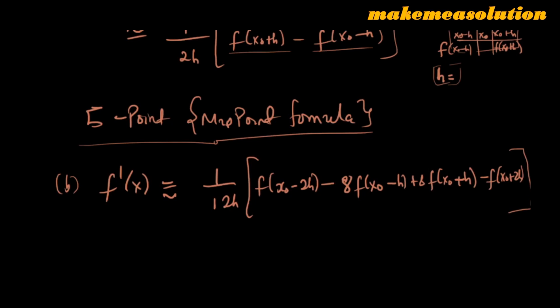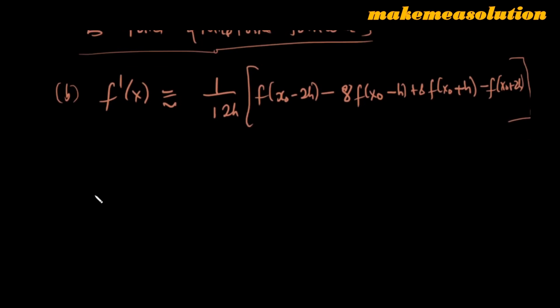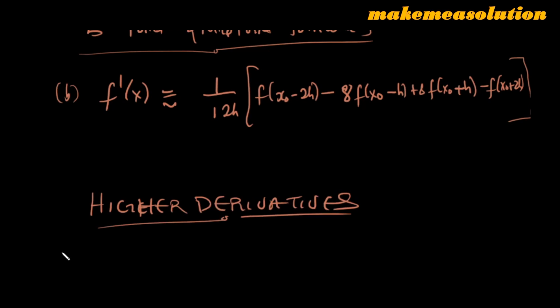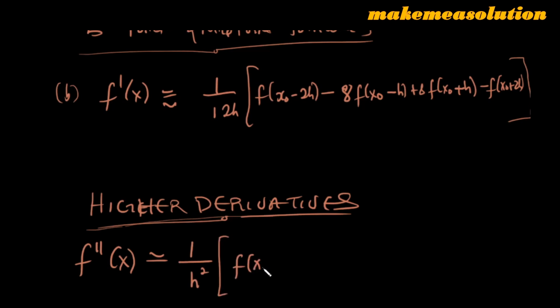So there is also the second derivative, or higher derivatives. For higher derivatives, what you should be focused on is just the second derivative, so f prime prime of x. We combined the Lagrange polynomial and the Taylor series, and we got that our f prime prime of x can be written as 1 over h squared into f of x naught minus h, then minus 2 f of x naught, plus f of x naught plus h. Okay, so this is for the second derivative.